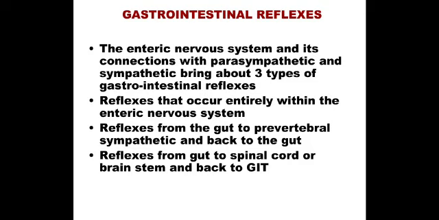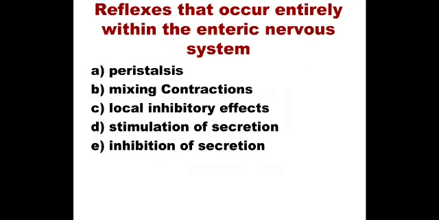There are some gastrointestinal reflexes, the colocolic, gastrocolic. The enteric nervous system and its connection with parasympathetic and sympathetic brings about three types of gastrointestinal reflexes: reflexes that occur entirely within the enteric nervous system, reflexes from the gut to the prevertebral sympathetic and back to the gut, and reflexes from the gut to the spinal cord or brainstem and back to the GIT.